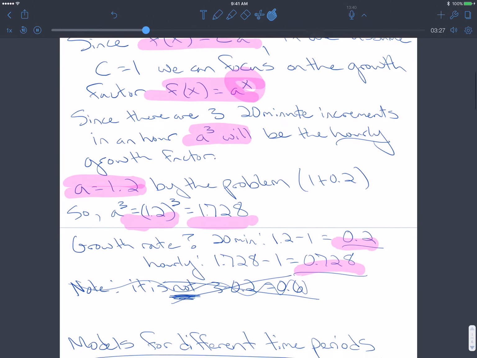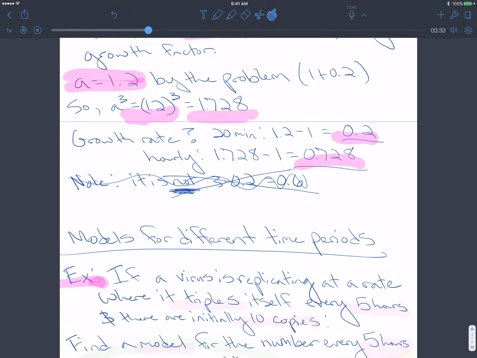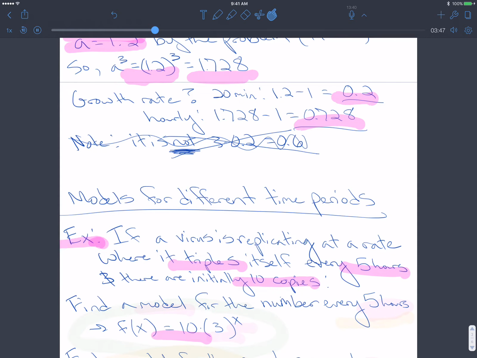If we want to go the other direction, we can look at an example here. If a virus is replicating at a rate where it is currently tripling itself every 5 hours, but we initially have 10 copies, then we can model the every 5-hour increment in the same way that we were talking about in the last section, where we just have our initial value of 10 times our triple, which is a 3, to the x. But notice that this is a model for the number every 5 hours, so it's in an increment where x is given every 5 hours. So 1x corresponds to 1 5-hour increment.